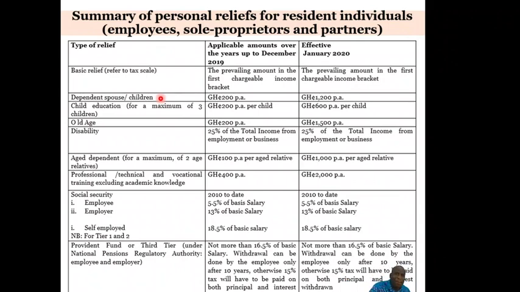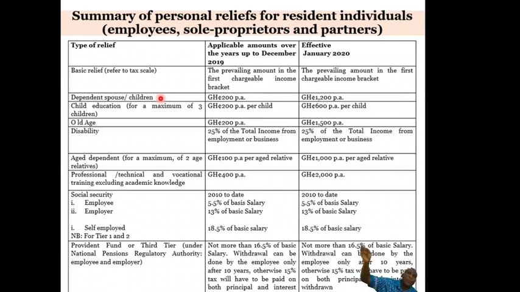The next one is disability relief. An employee who is disabled or physically challenged, you qualify for this relief. Either you are blind, you are a cripple, your legs have been amputated, etc. These are called disabled persons, but they prefer to call them physically challenged.